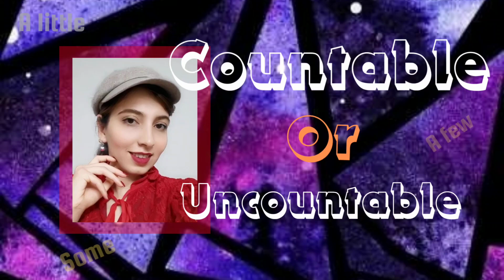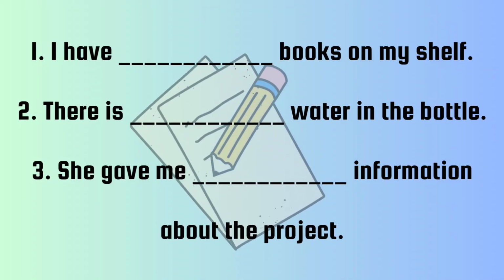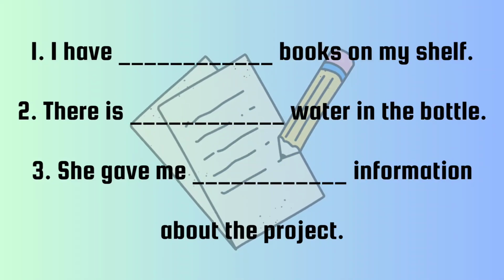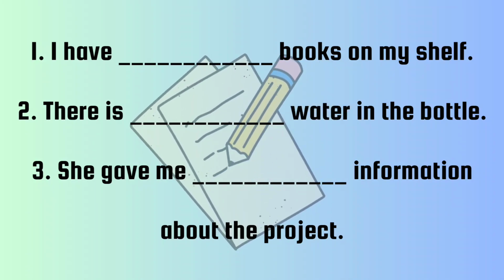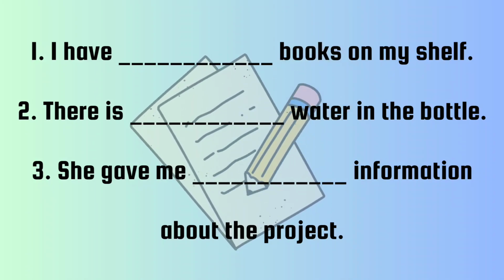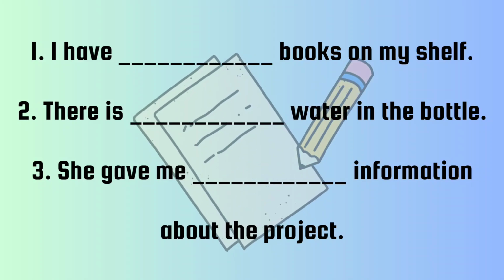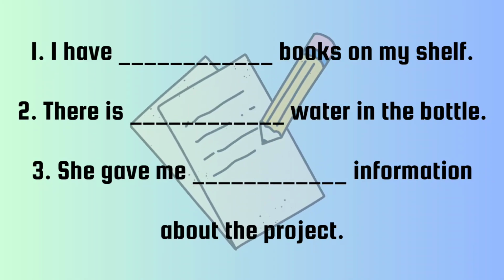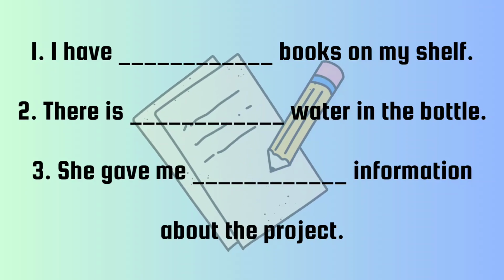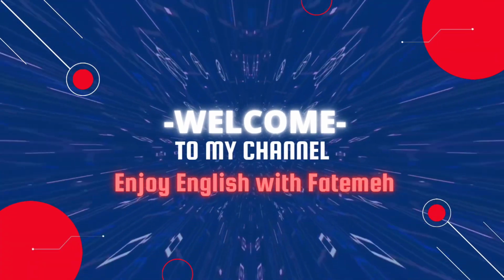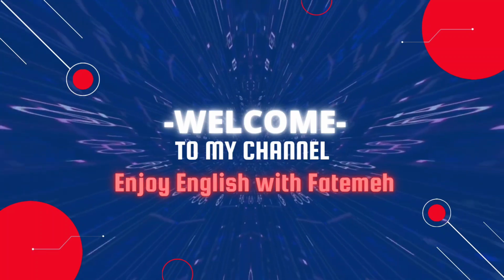For example, I have books on my shelf. There is water in the bottle. Or she gave me information about the project. To answer these questions, you need to know which nouns are countable and which are not. In this video, we will explain these two types of nouns in detail with practical examples.